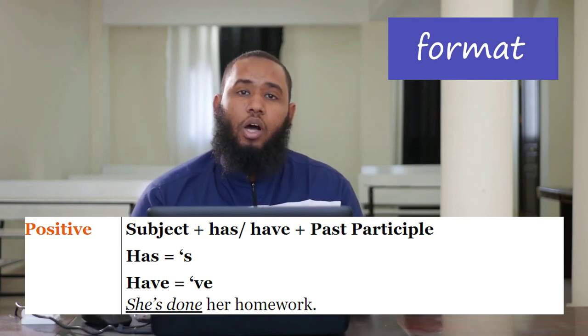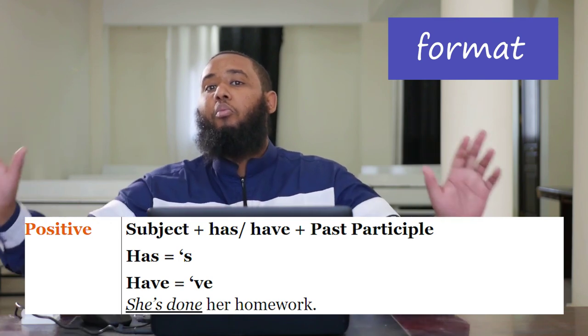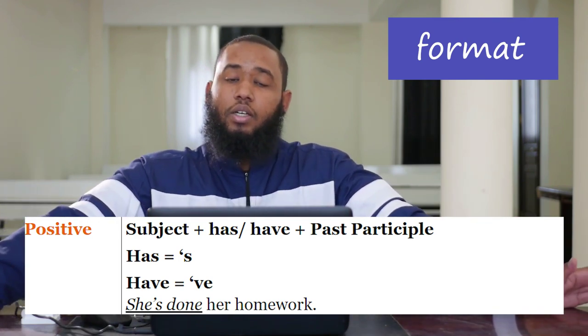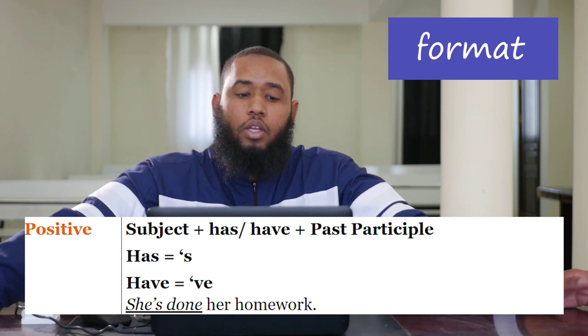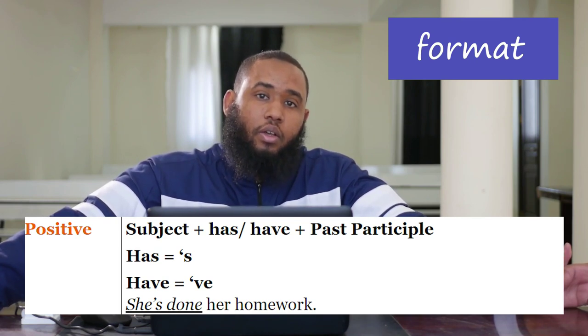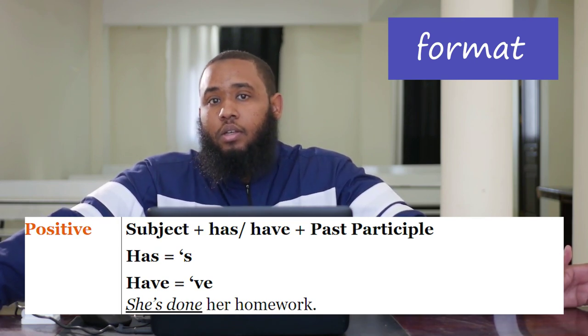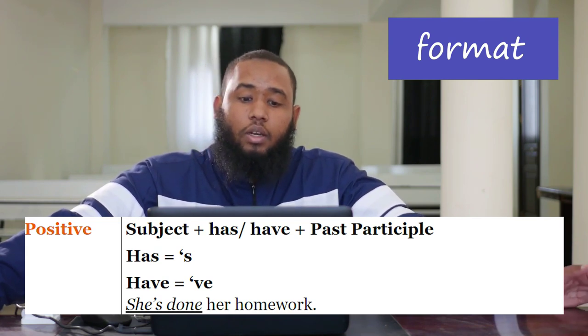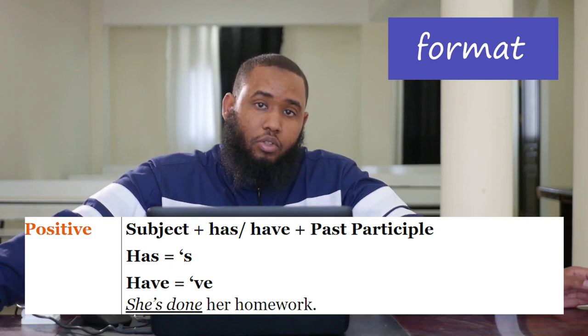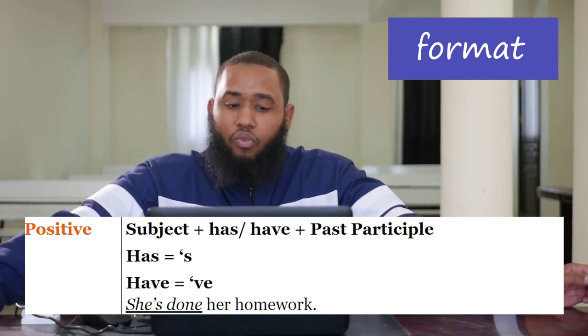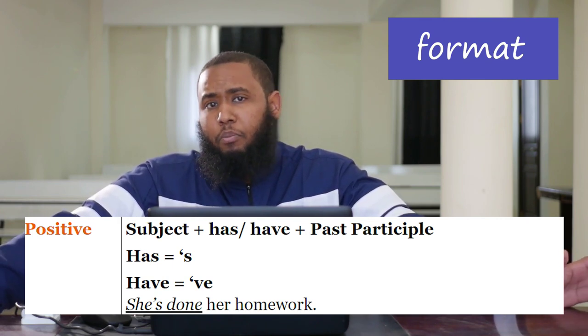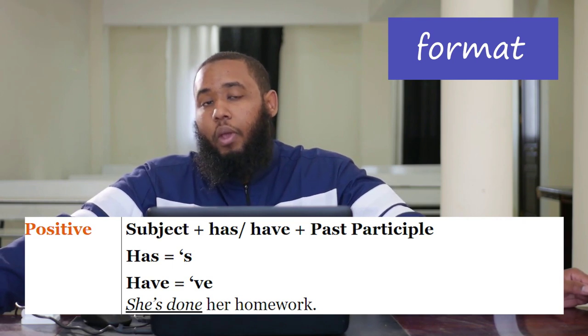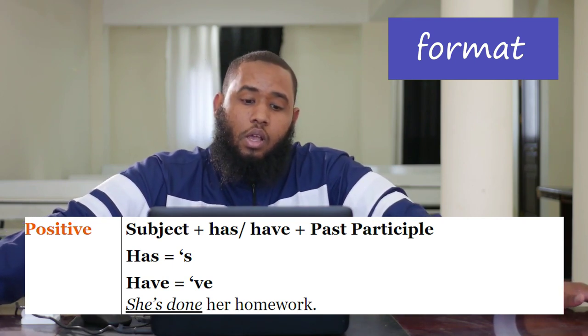Example number 1 for a positive sentence, she's done her homework. She, subject, apostrophe s is the has, done is the past participle. So it's the verb in the past form, her homework. This is a positive sentence. The equation for a positive sentence.